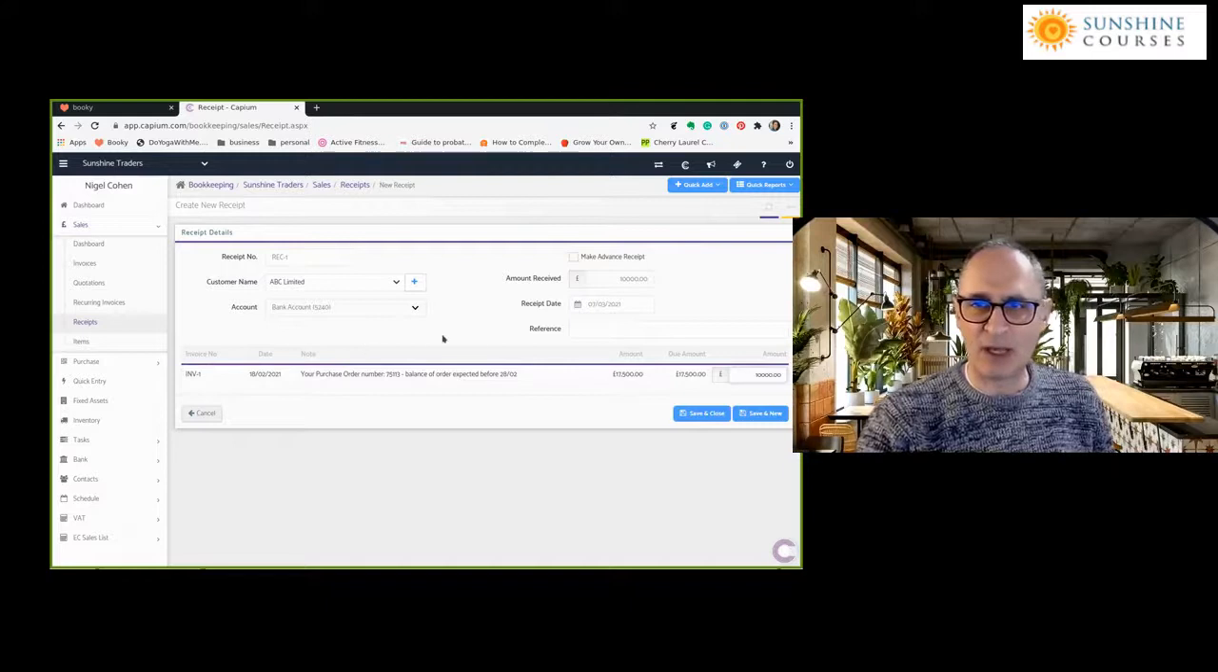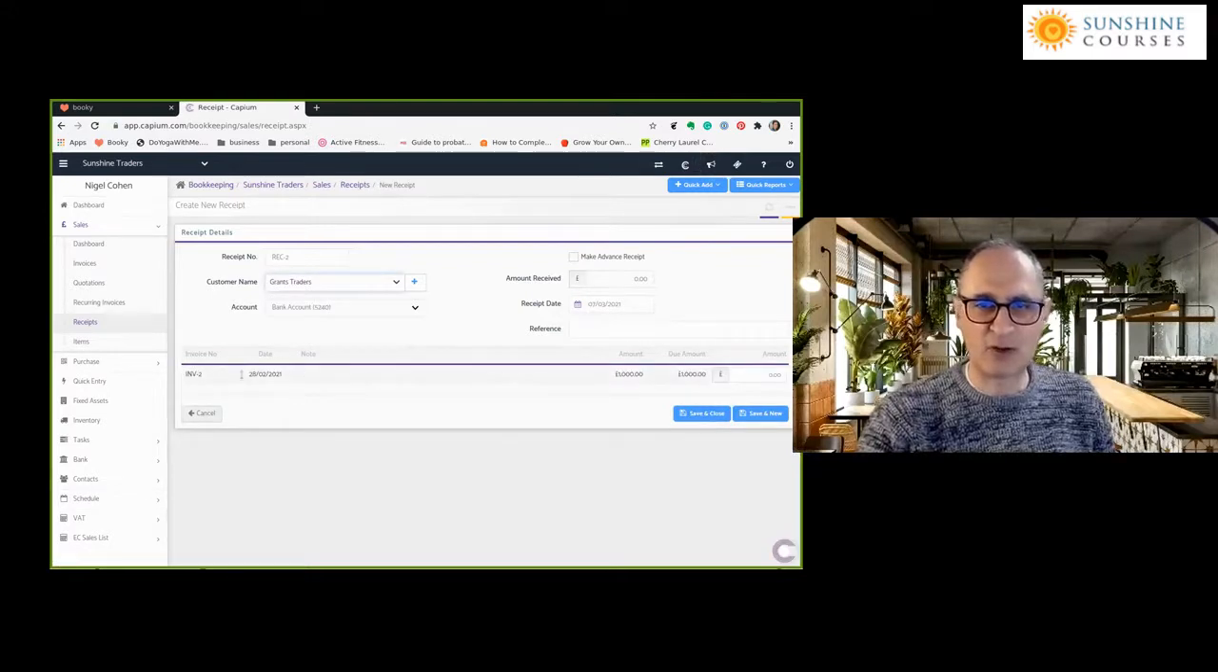If there'd been more than one invoice, it would have given me the option to put different amounts in different places. And the receipt date, I'm going to say I received it not on the 7th of March, today's date, but I'm going to say I received it on the 25th of February. So I got a partial receipt of my invoices on the 25th of February. And I'm going to save it.